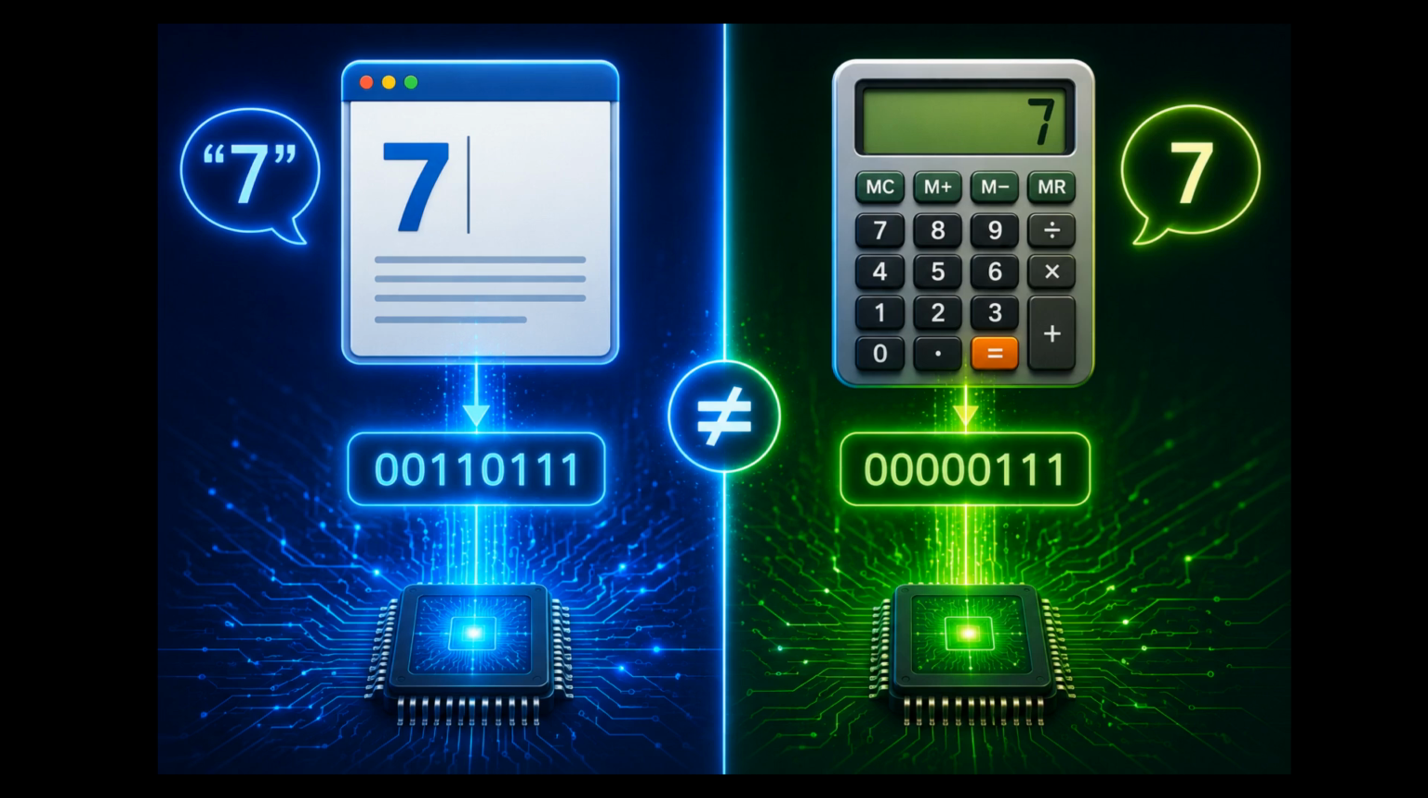The number 7 represents a numerical value. It is used in calculations, such as 7 plus 3 equals 10. Because they have different meanings, computers process them differently. A digit used as text is stored as a character. A number used for mathematics is stored as a numeric value. Understanding this difference is important when working with data and programming.